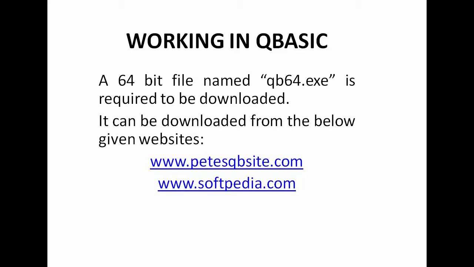So this particular program can be downloaded from these two given websites. So this is how we can start working with QBasic. Without having this particular file qb64.exe, we cannot start working in this programming language. That is why the topic has been given as working in QBasic, which means to start working in QBasic we need to download this file called qb64.exe, which can be downloaded from the two websites given below.